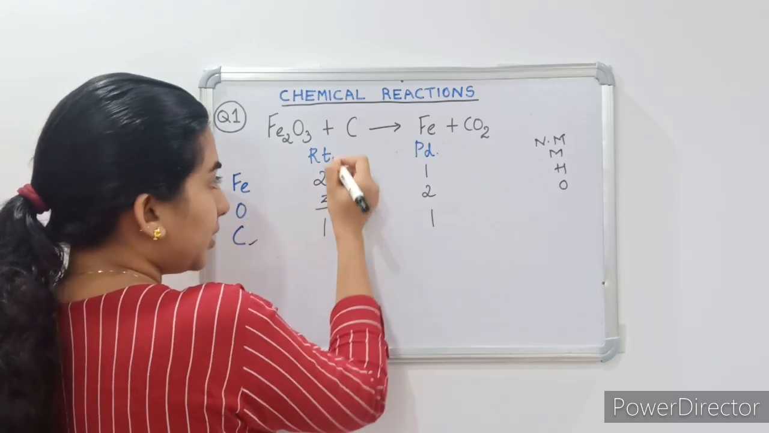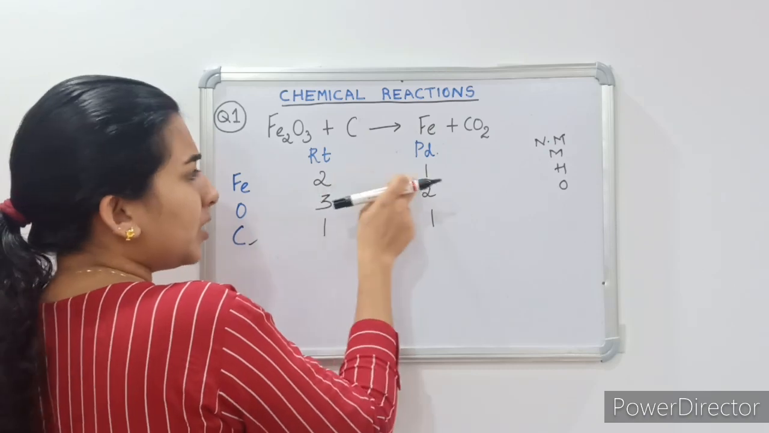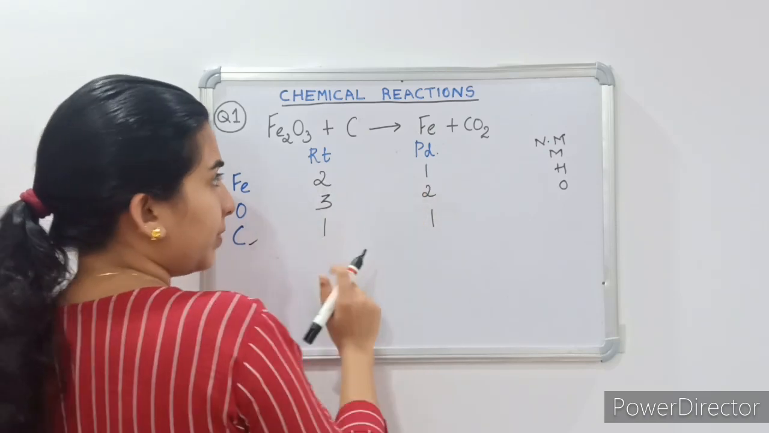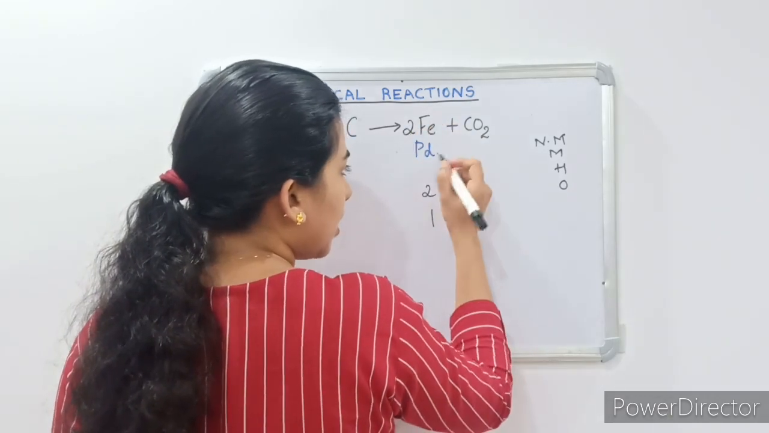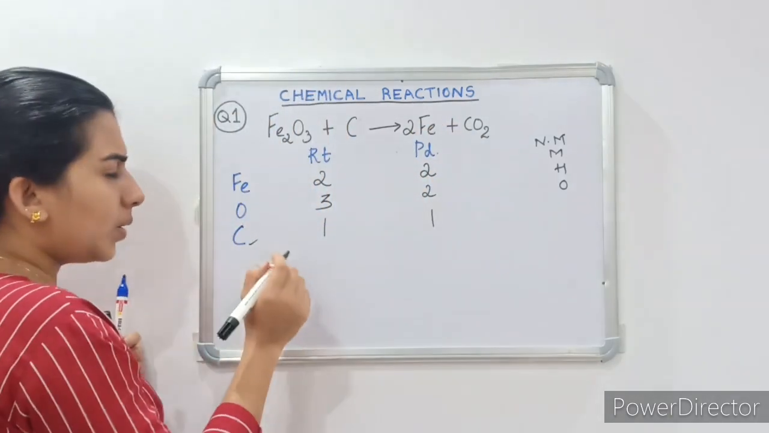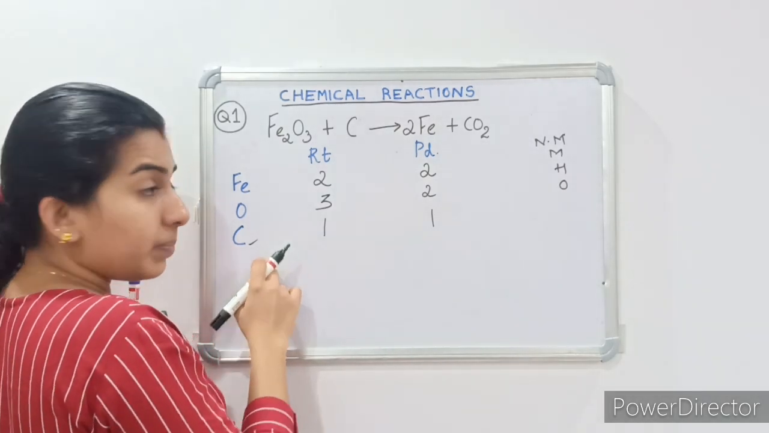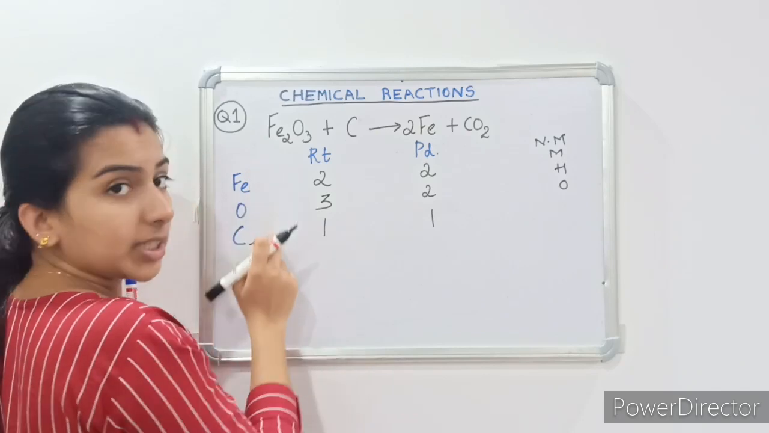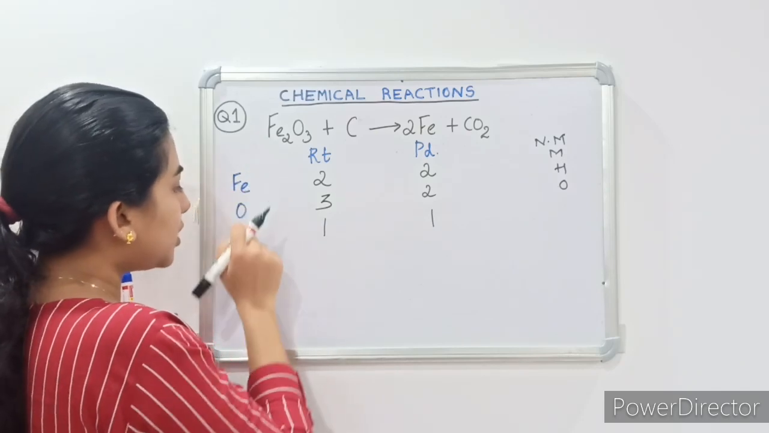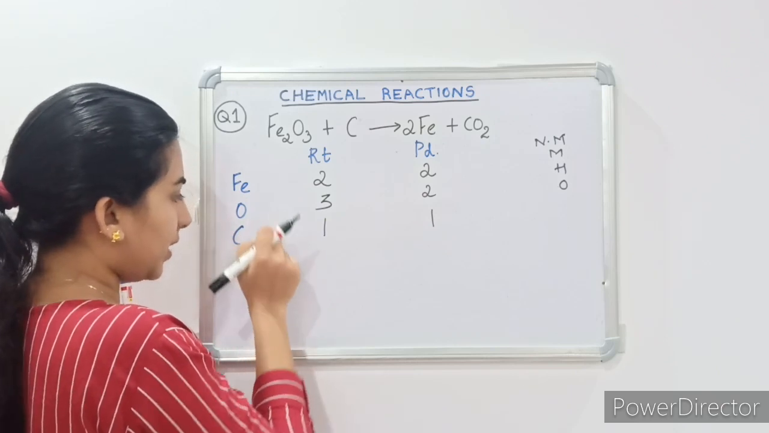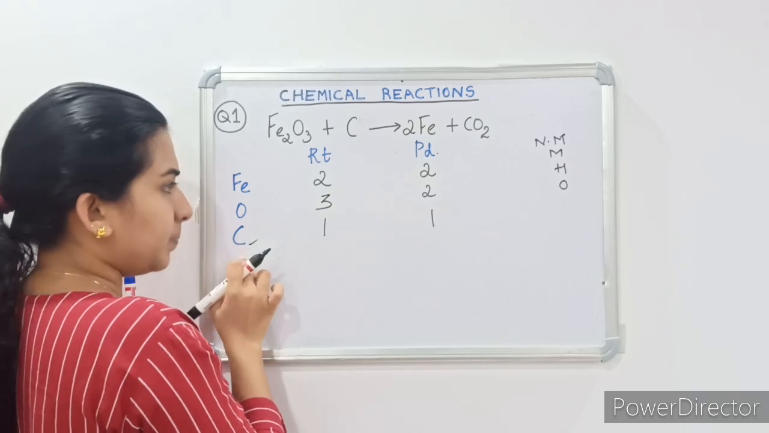Now, Fe is 2 on the reactant side and 1 on the product side. So, to make this 1 Fe into 2, we can add a coefficient 2 here, which will balance the iron. Okay. Now, I have told you that while balancing the next elements, we have to check the previous element which we have balanced. So, here first we have balanced carbon, then we have gone for iron.